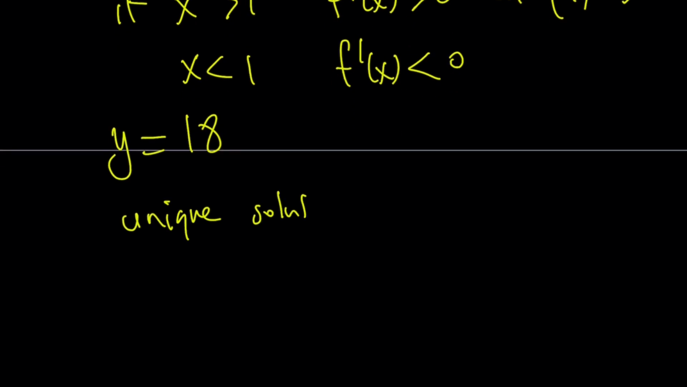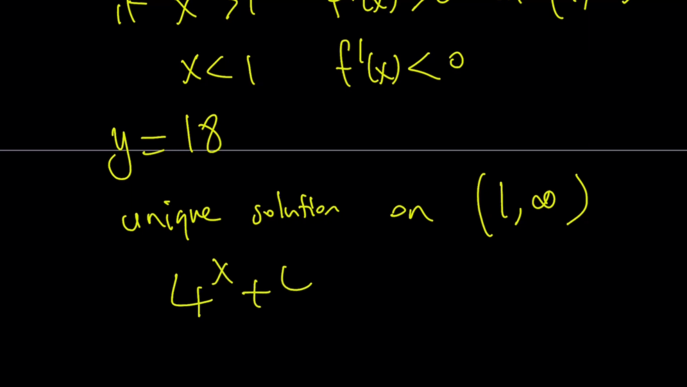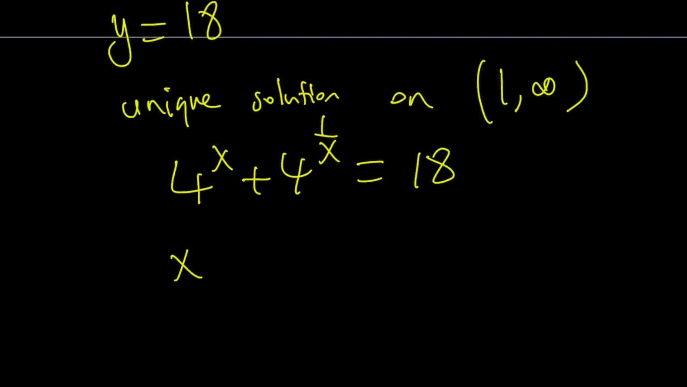We have a unique solution on (1, infinity), and that happens to be what? How do you find that solution? At this point, you can definitely guess and check, and it shouldn't be too hard. I know you've done that before. So think about powers of 4. How about 16 plus 2, right? And that's going to be x equals 2, because 4 squared is 16, and 4 to the power 1/2 is the square root of 4, which is 2.